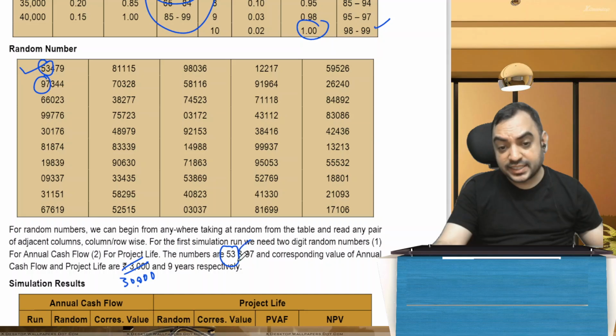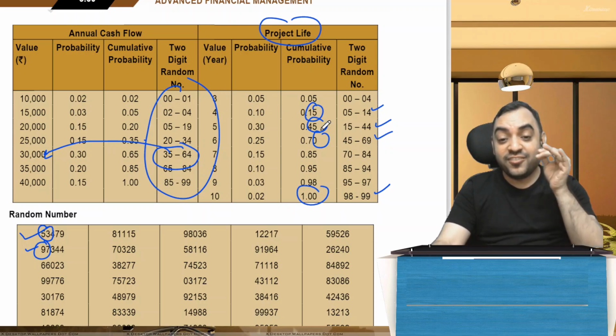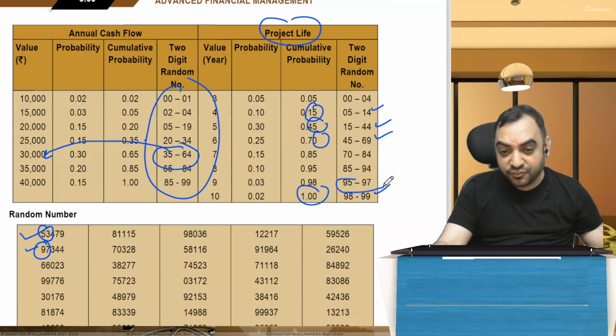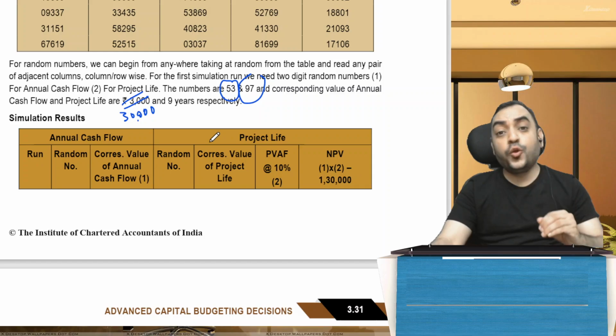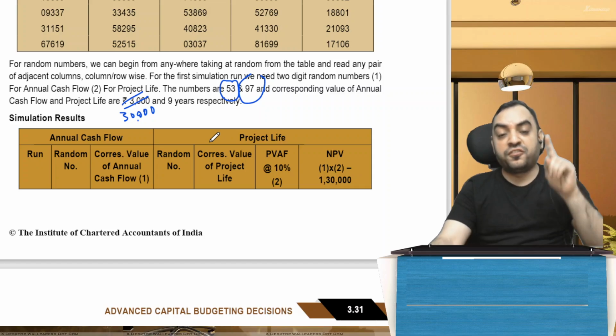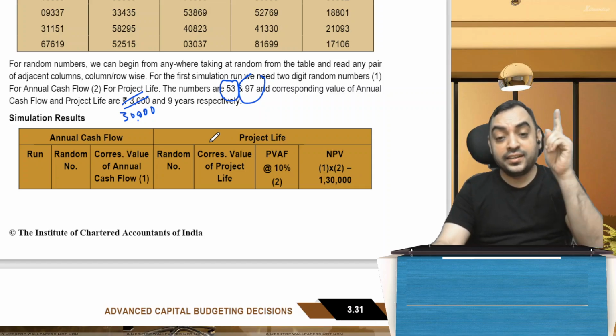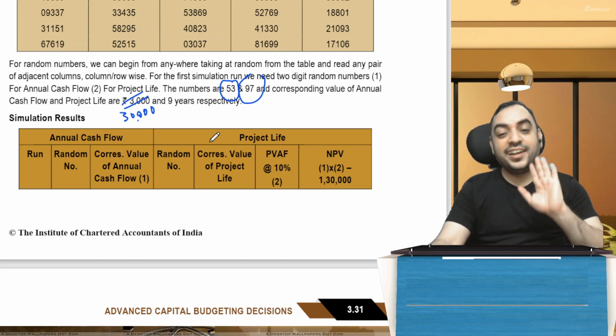For that, the second random number you have taken is 97. Same approach: go to the table of project life. Where does 97 come? Between 95 and 97. So the corresponding project life is 9 years. Now we are going to calculate simulation number 1 with a cash flow of 30,000 and 9 years, and calculate the NPV.